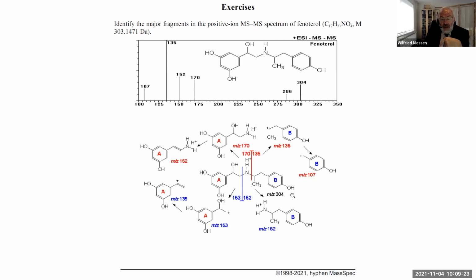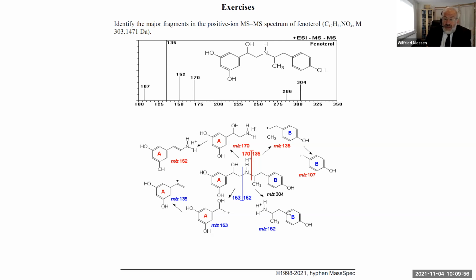And then the 107, I have the arrow here, but I actually think the arrow should be there because that would be the benzylic cleavage, so to say, at the tertiary leading to the hydroxy benzylic ion. Yeah, so that's basically what we have. And so we have two possible structure proposals for the 135, two for the 152, which was something which I asked for in the exercise.